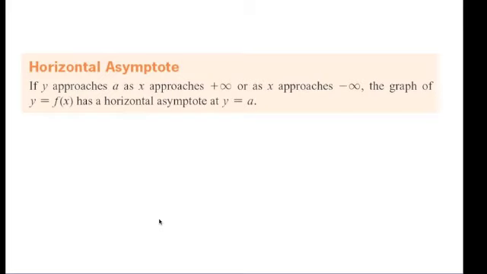In some of our graphs of rational functions, we will also have a horizontal asymptote. So the y value approaches a as x goes to positive or negative infinity. The graph has a horizontal asymptote at y equals a. Now, we'll discuss various ways to find that horizontal asymptote.